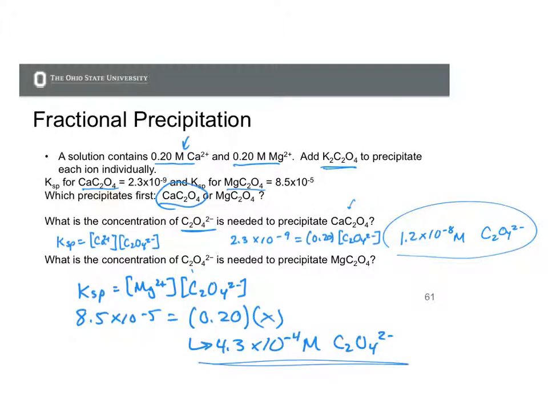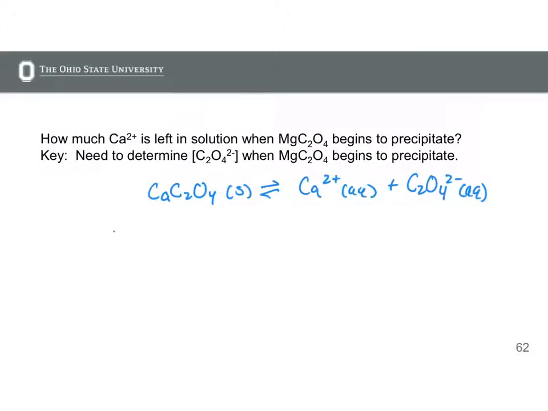So that we determined was 4.3 times 10 to the minus 4 molar, to put in our oxalate concentration of 4. So we can use our KSP again for calcium oxalate. And that's 2.3 times 10 to the minus 9. That's going to be equal to our calcium concentration times the oxalate concentration. And to determine how much calcium is present when the magnesium oxalate begins to precipitate, we need 3 times 10 to the minus 4 molar.